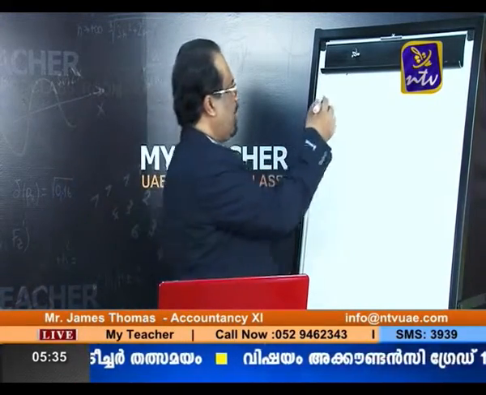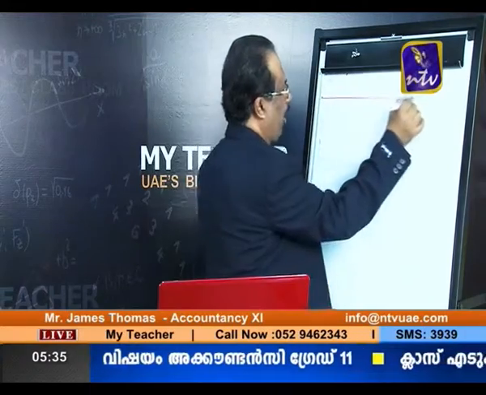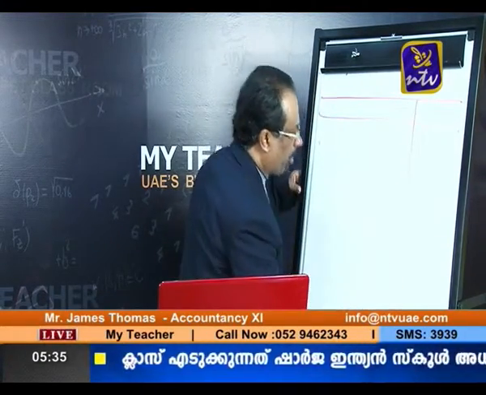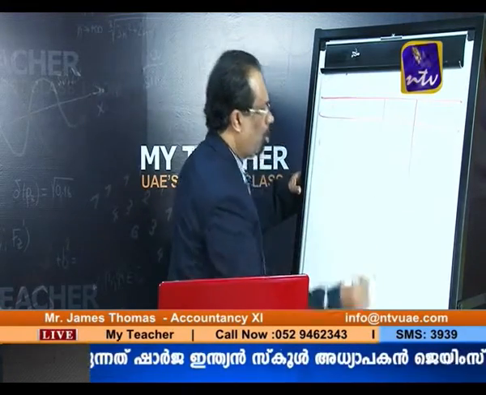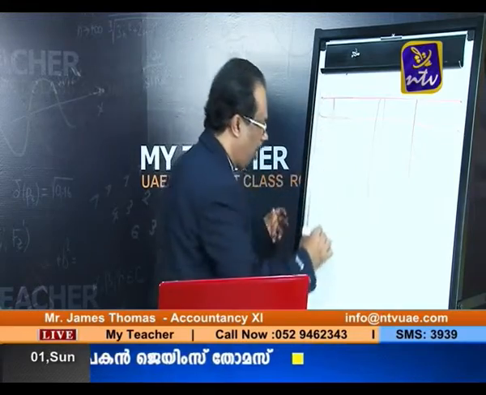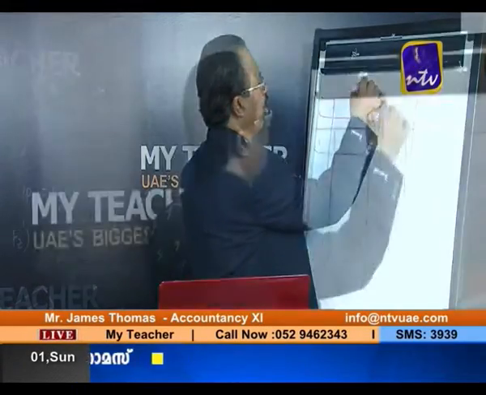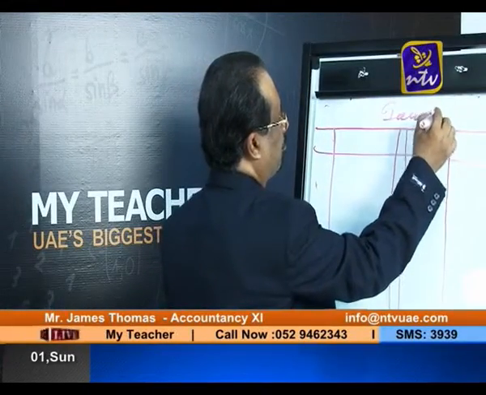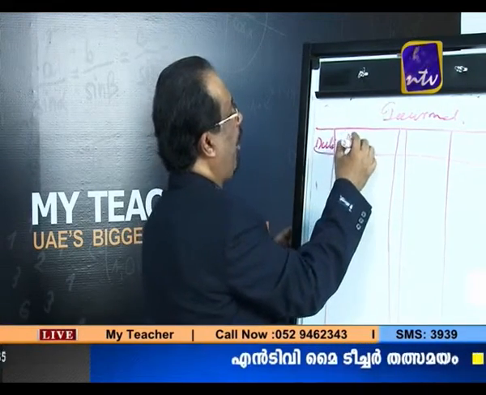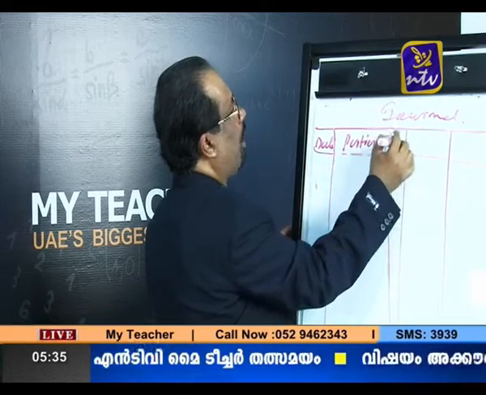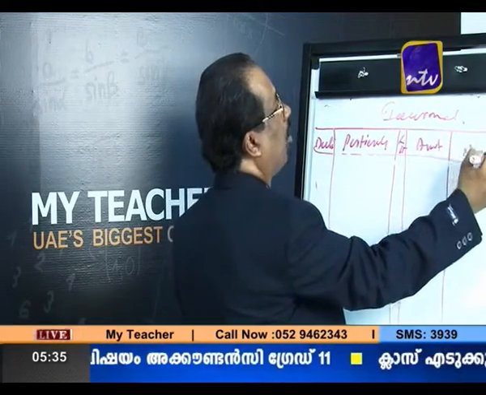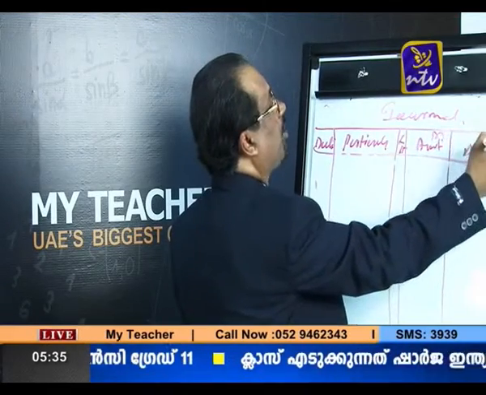So what I said: journal means debiting one account and crediting another account, done through a book, is called journal. Here you can see the first columns: date, particulars, ledger folio, and amount. This is the debit side and this is the credit side.